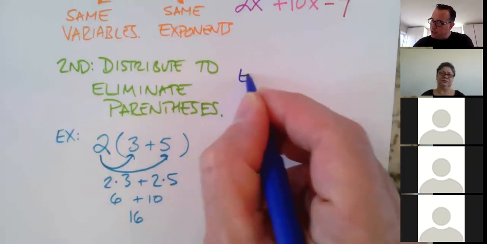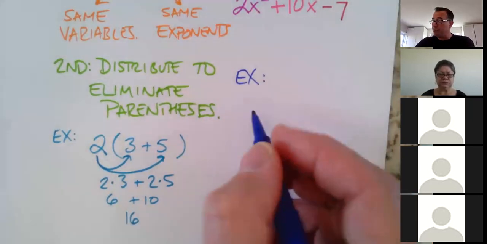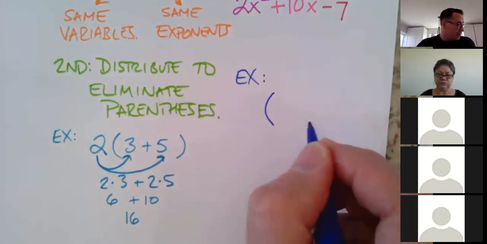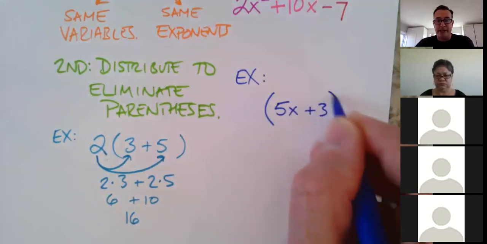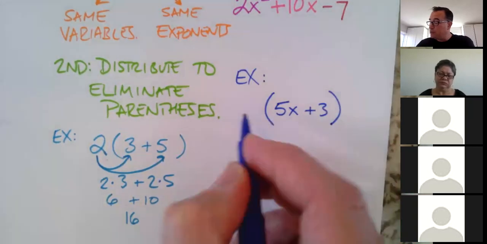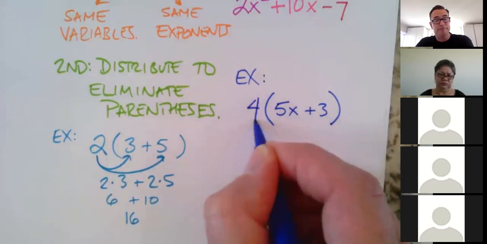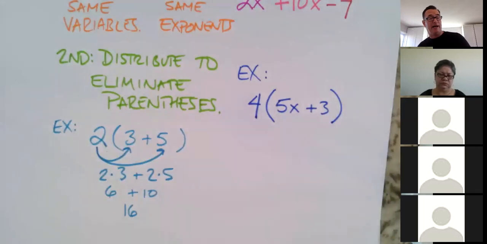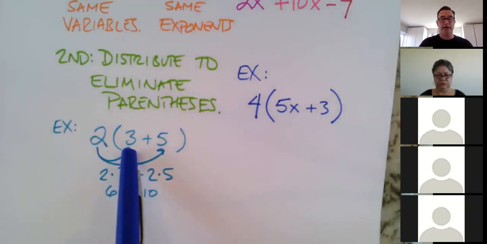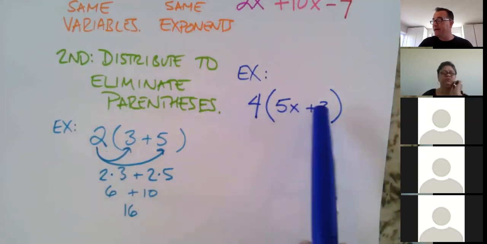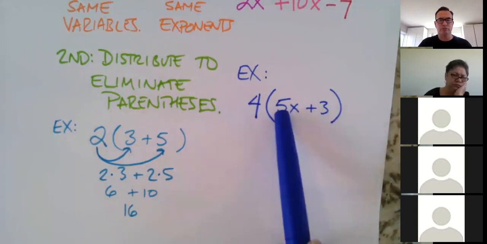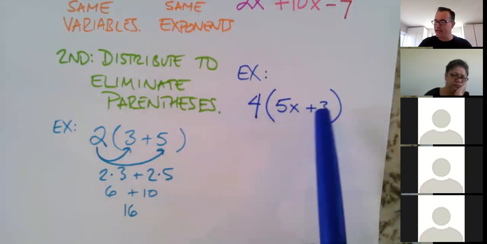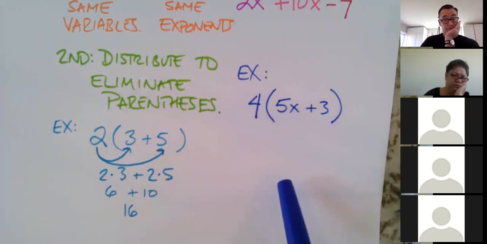So another example we could have is they could give you something where in parentheses they'll put 5x plus 3, and then outside of the parentheses they'll put something like 4. And they'll say simplify this expression. With this, it's the same thing that we did here. It's just that this has a variable and this does not. Are these like terms? No, they're not.